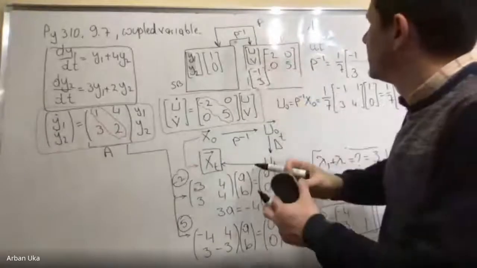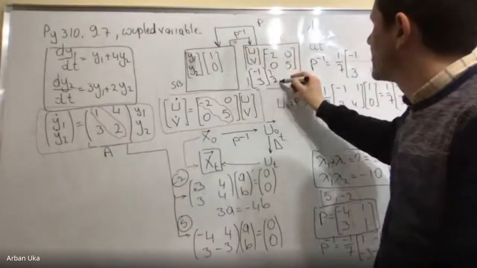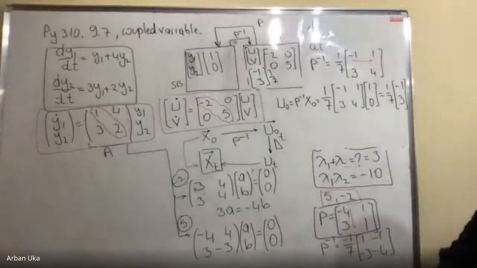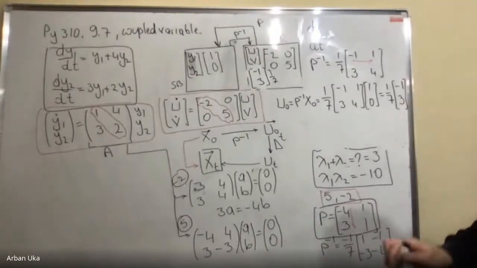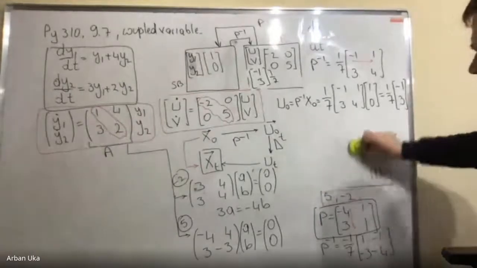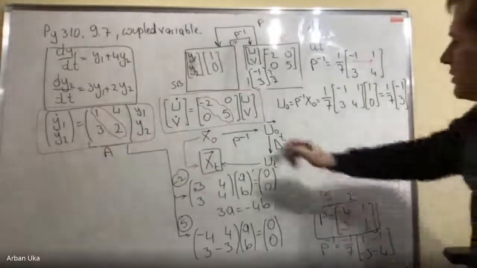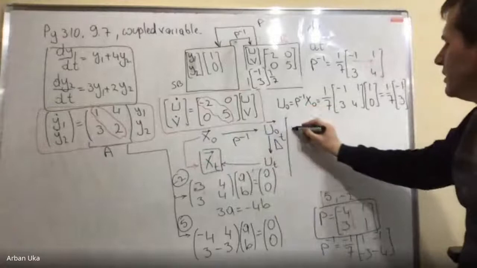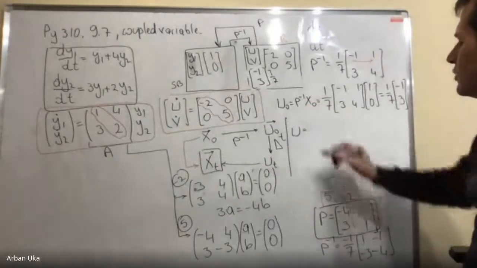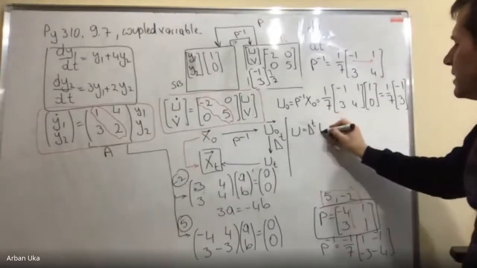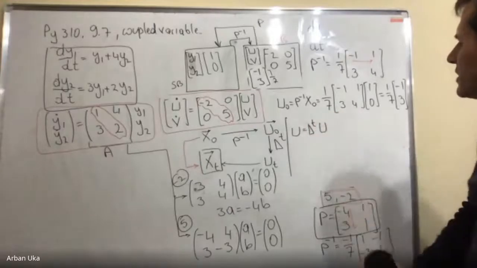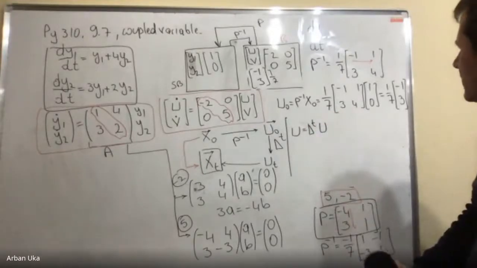divided by 7 times 1/7. Okay, so we found U0. That is good. Now that we know U0, we should get what is UT. Okay, so now UT, it should be equal to D to the power T times U0. Wait a second. No, I'm wrong.